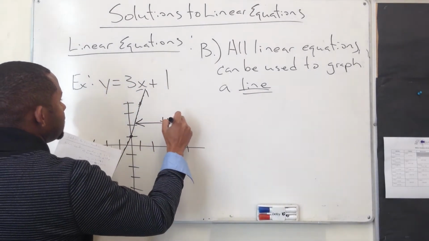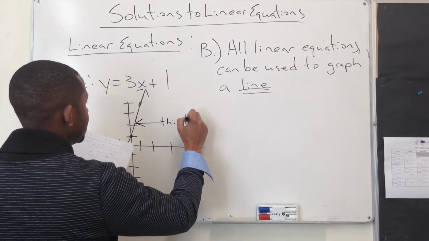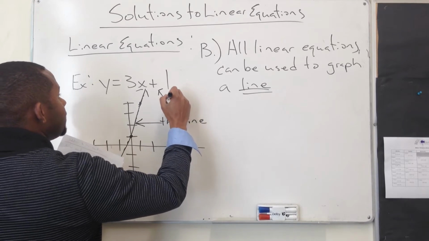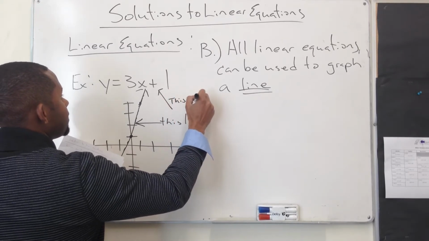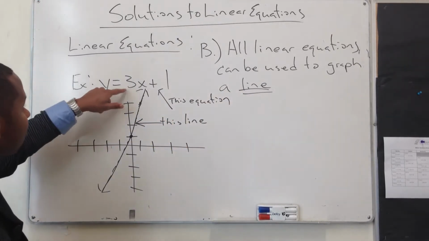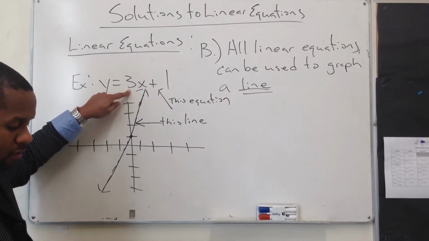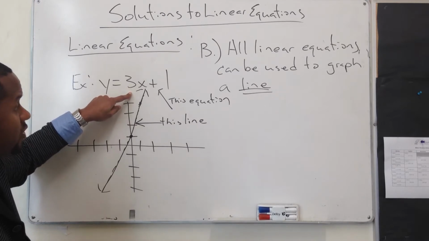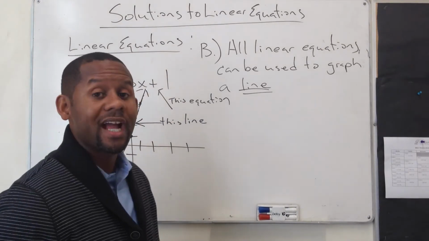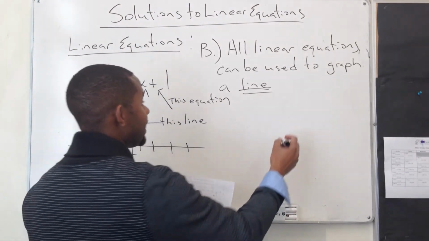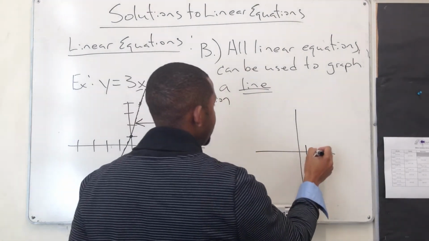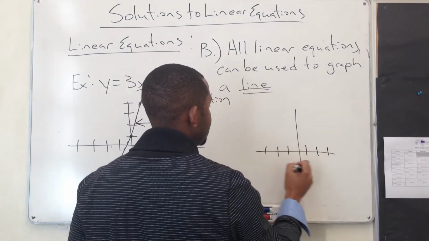This line comes directly from this equation. This line is a representation of this equation. I want to make sure that you understand that. Looking at another example, a linear equation, I can always use it to graph a line. Here's another x and y axis. Go ahead and go to 3 in any direction. This one is quick.